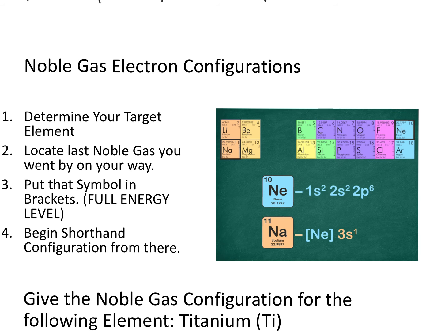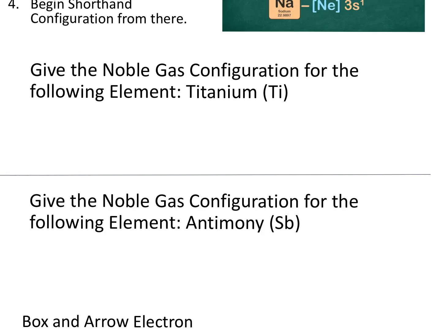So it's at the end of my P block. I then put that symbol into brackets, and essentially what I'm saying is that I have a full set of energy levels up to a specific point, and I just continue where I left off. So let's do a sample. In this case, let's say I wanted the noble gas configuration for the element titanium.